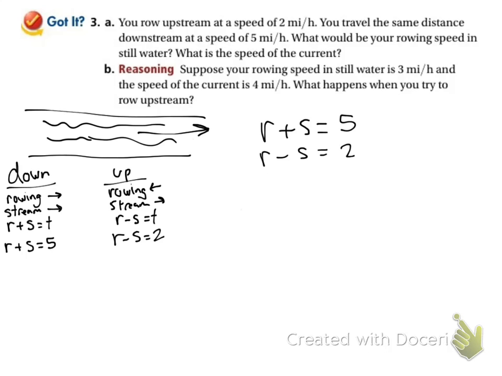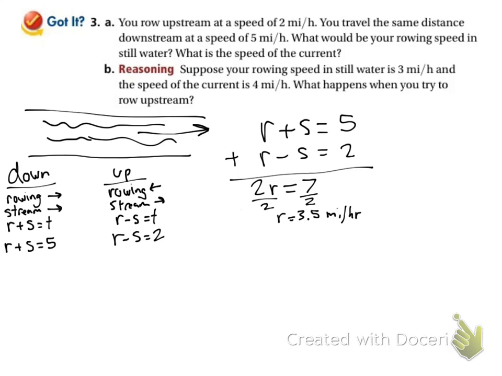You could add or you could subtract, right? If I add, my S's will cancel because one's positive, one's negative. If I subtracted, my R's would cancel because they're both positive. I'm going to add. I like to add better. R plus R, remember there's ones in front of those, so 1R plus 1R equals 2R. S plus a negative S is just S minus S, so that turns out to be 0, so that goes away. Equals, and 5 plus 2 is 7. Divide both sides by 2, and we get that R is equal to 3.5 miles per hour.